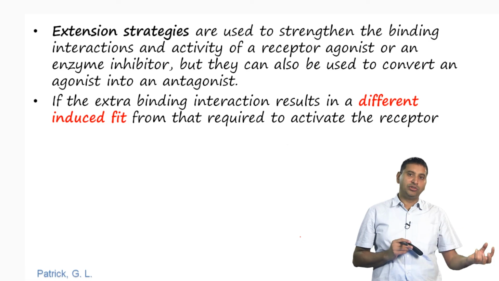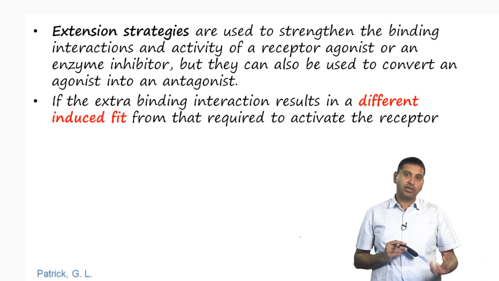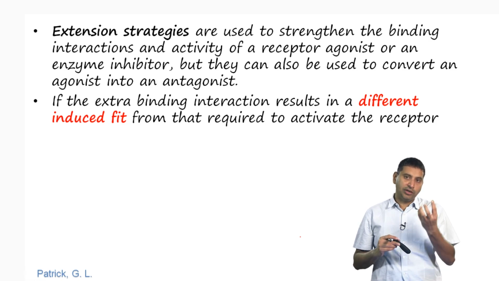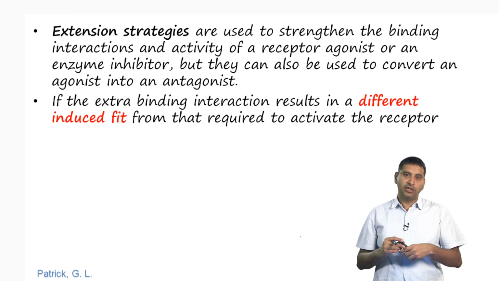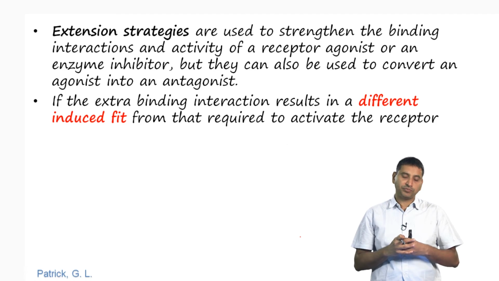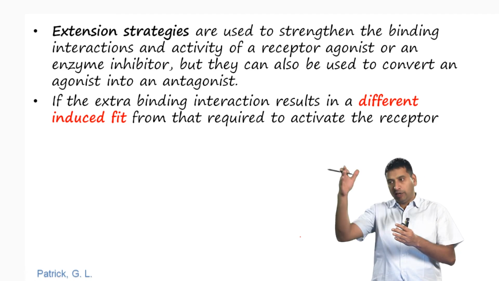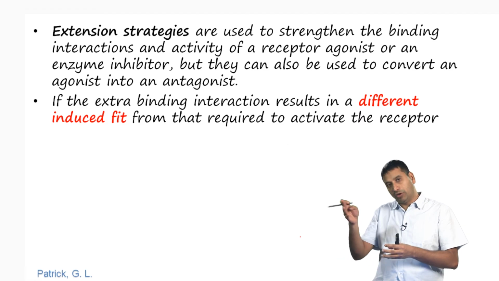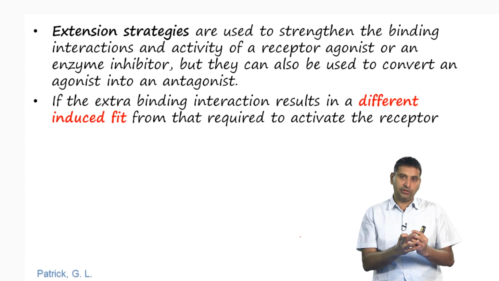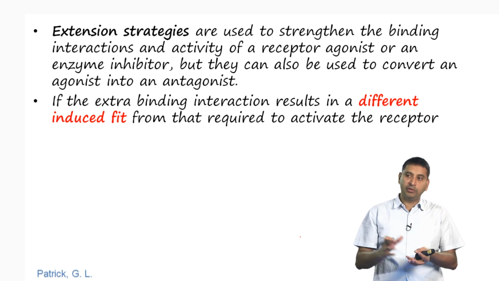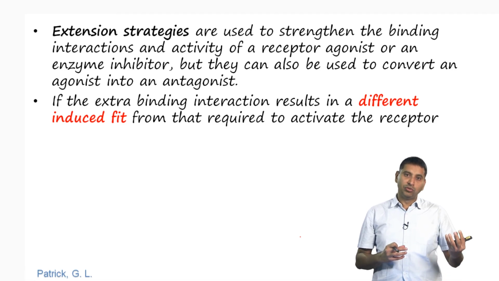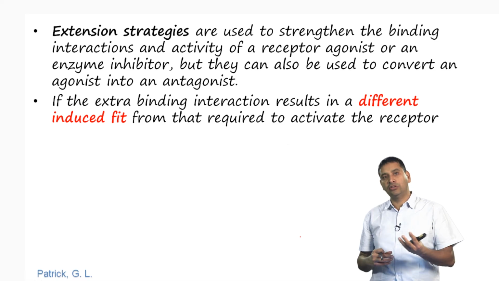But you can also use this extension strategy to convert an agonist to an antagonist. What may happen is that because you are trying to factor in more interactions, this extra binding interaction can result in a different induced fit. Once you have a different induced fit, it may not activate, let us say, an ion channel or a GPCR in the same way. So, the receptor will undergo a conformational change, but it may not be the desired conformational change for the signal to be transmitted. So, extension strategies can be used to convert an agonist to an antagonist.